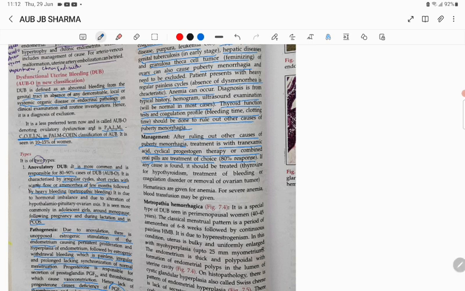If any cause is found, it should be treated accordingly. If hypothyroidism is detected, they can be treated with thyroxine. Treat the bleeding disorder or remove ovarian tumors, and hematinics are given. You can give anemia corrections. For severe anemia, blood transfusion may be given.